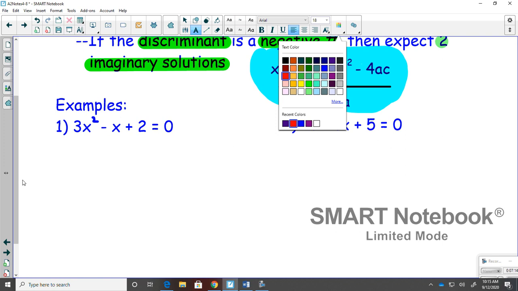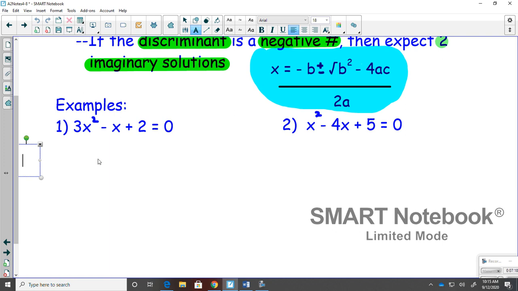Solve 3x squared minus x plus 2 equals 0. First, you need to make sure you understand it is in standard form. You have the quad term first, linear term second, and constant third. Your job is to list your a, the coefficient of the x squared, b, the coefficient of the linear term, and c, which is just the constant. Okay, so my suggestion is you always write those down.